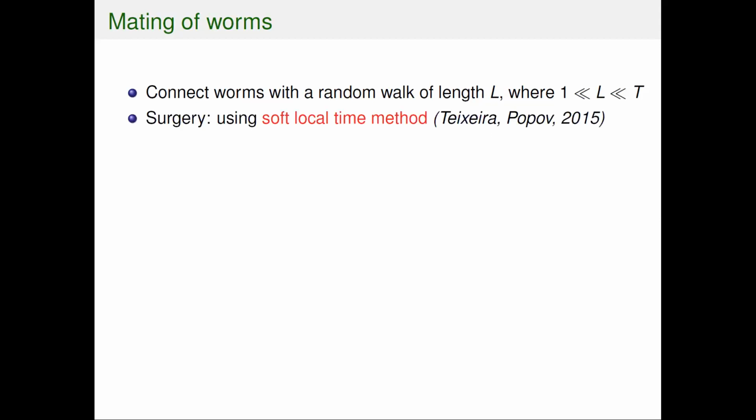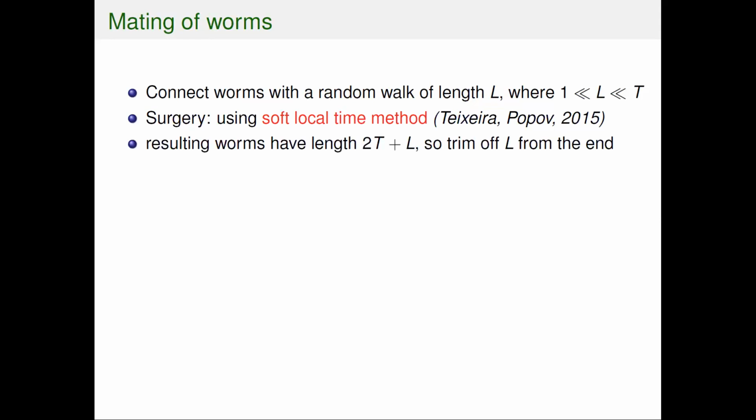And this magic, this surgery or this mating, this is done by a very nice technique from the theory of random interlacements called the soft local time method. And it breaks my heart, but I don't have time to discuss this. But this is the magic part. So this can be carried out rigorously and effectively.